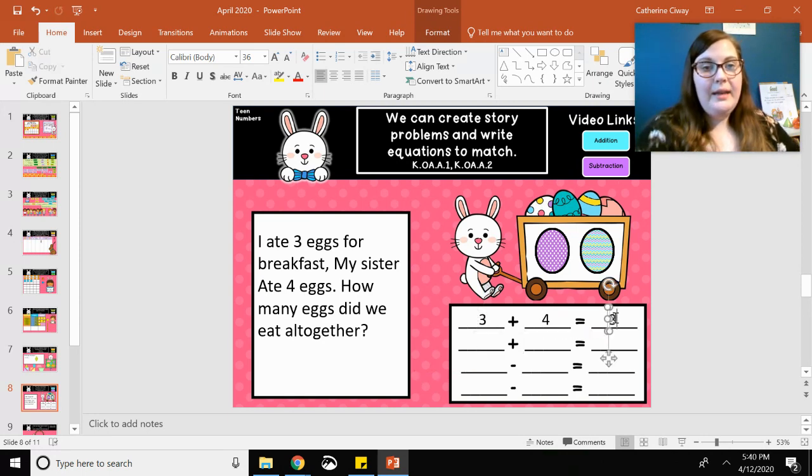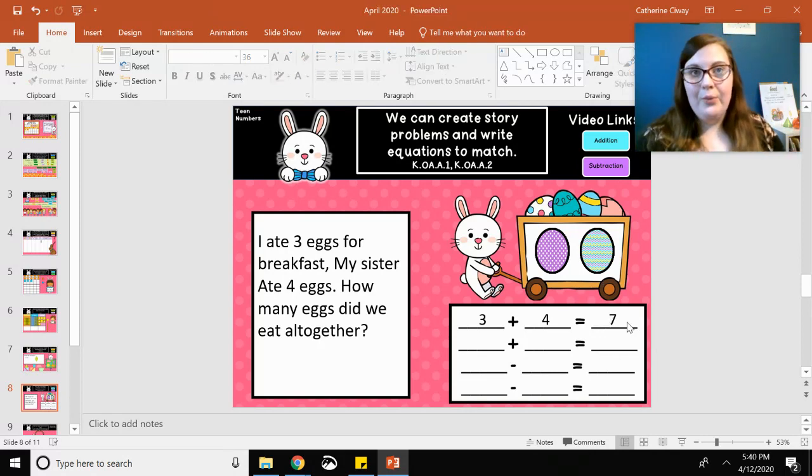Now, in my head, this was one of those facts that I just needed to know. But could I have used a strategy? I certainly could have. I could have used a number line. I could have drawn a picture. I could have counted on. I could have used my fingers. Those are all strategies I can use.